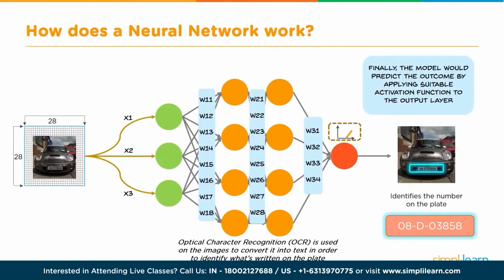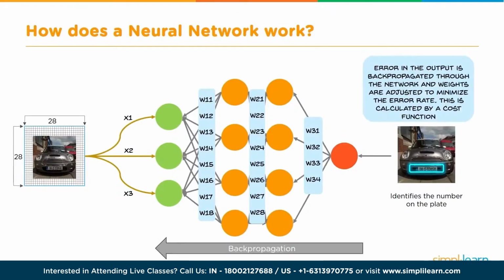And so it comes up, and this is what it finally gets out on the output: it identifies a number on the plate. And in this case, we have 08-D-03858. Error in the output is back propagated through the network, and weights are adjusted to minimize the error rate. This is calculated by a cost function. When we're training our data, this is what's used. And we'll look at that in the code when we do the data training.